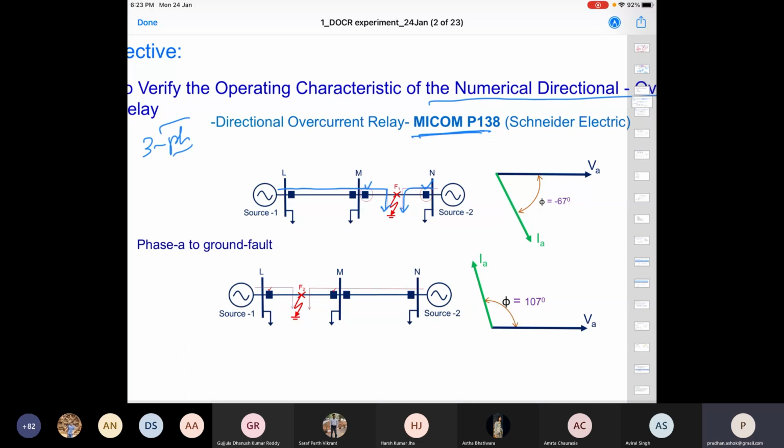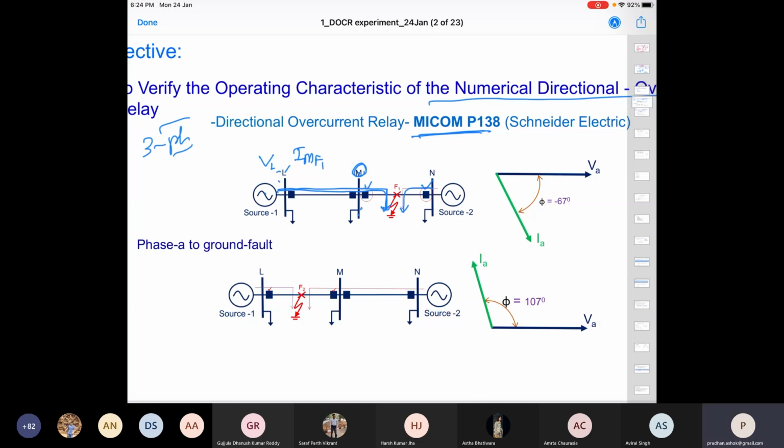So in this case, what will happen if we think about this relay at M bus? Let's say I am focusing on the M bus relay. The current flowing is like this. You can connect the CT such that the voltage at this point, or even the source side voltage, let us say VL. To this voltage, what will happen to this current? I am talking about the current I at M bus for the fault at F1.